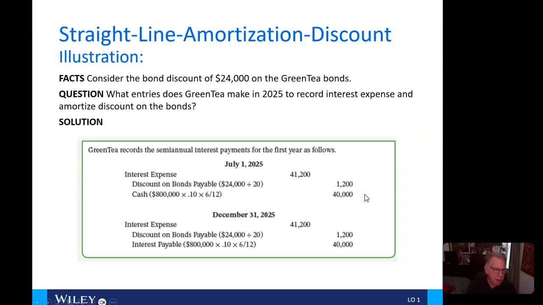That's what we're actually paying in cash. But the discount amortization, we take the 24,000 and divide it by 20, and that gives me $1,200. So our interest expense then is $41,200, different from what we paid in cash. Using the straight line method, that journal entry is the same in December as it was in July.